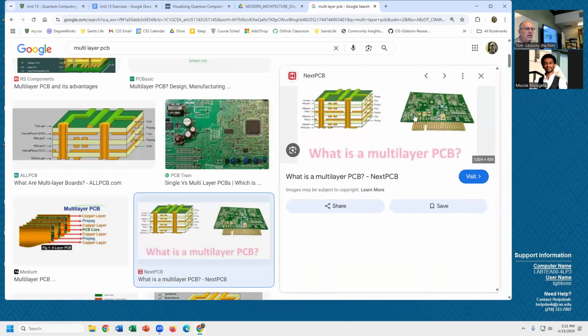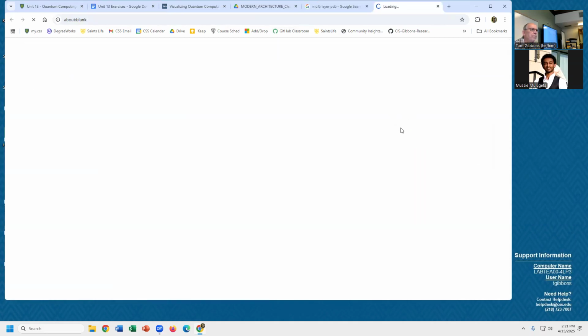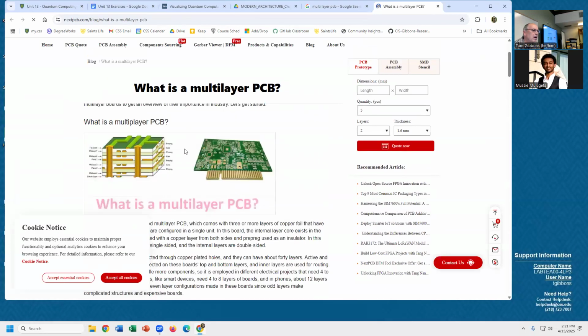this is a printed circuit board. It's one of these. Let me see if I can get this article here.